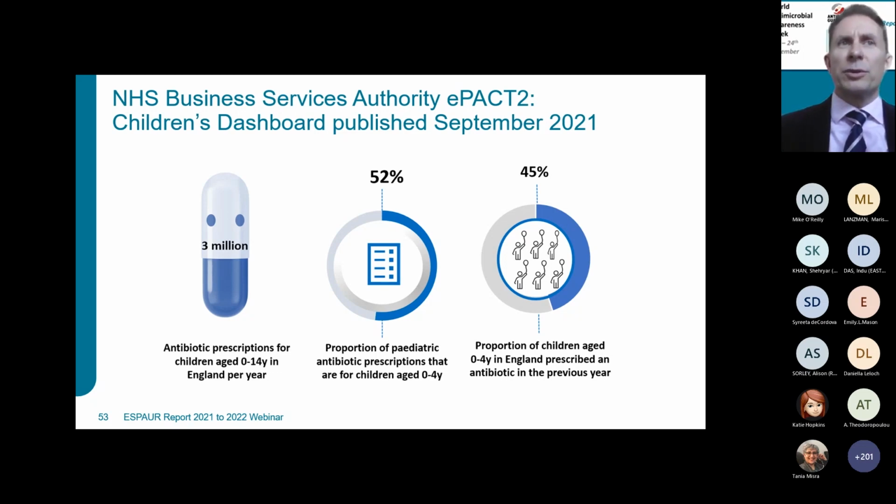3 million prescriptions issued to children aged 0 to 14 in the year to November 2021. Half of those prescriptions are in the younger children, aged under 5. And a really striking statistic: almost half, so 45% of children under 5 received an antibiotic in the year to November 2021. It just demonstrates how much antibiotic exposure there is in children and how much more work we need to do on that. And then final slide, please, Ella.